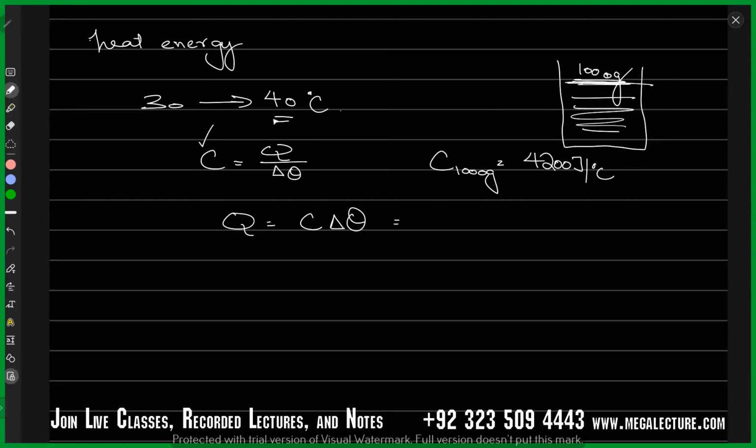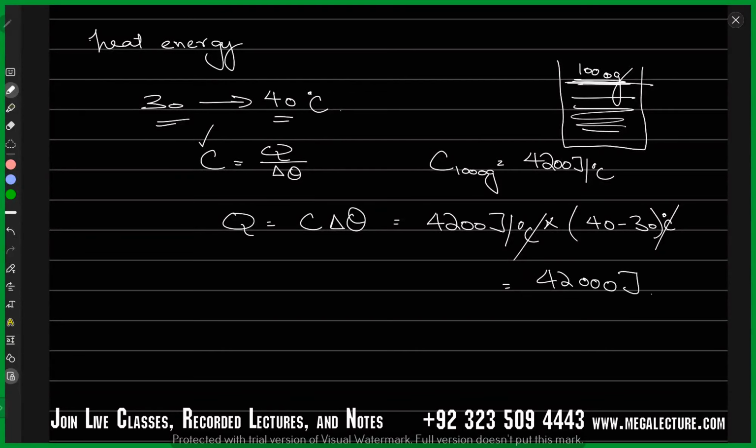So 40 minus 30 would give me the change, which is just 10 degrees. So this would be 4,200 joules per degree centigrade into 10, right? 10 just comes from 40 minus 30 degrees. So degrees Celsius cancels, and you're left with 42,000 joules, right? So that is the heat energy that I would need to supply to the 1,000 grams of water if I were to raise the temperature from 30 to 40 degrees Celsius.